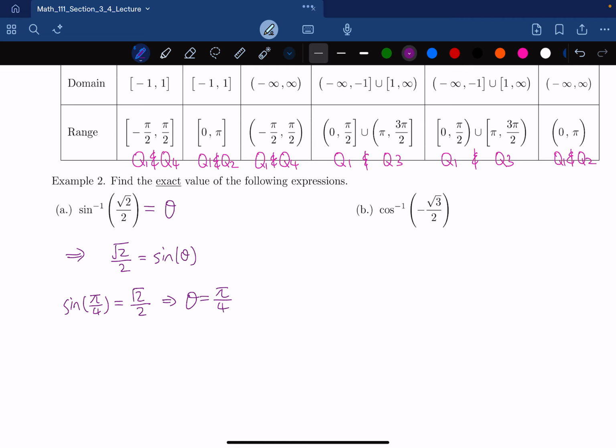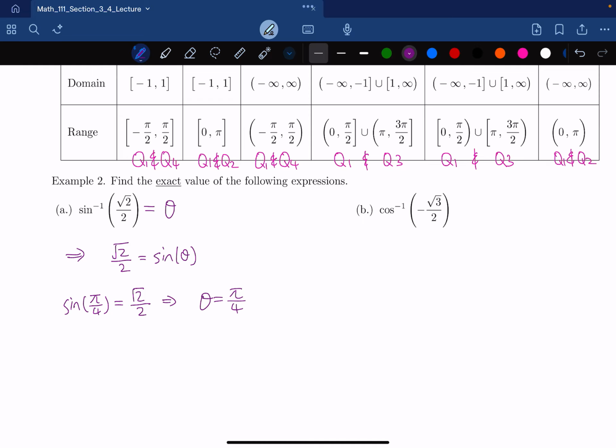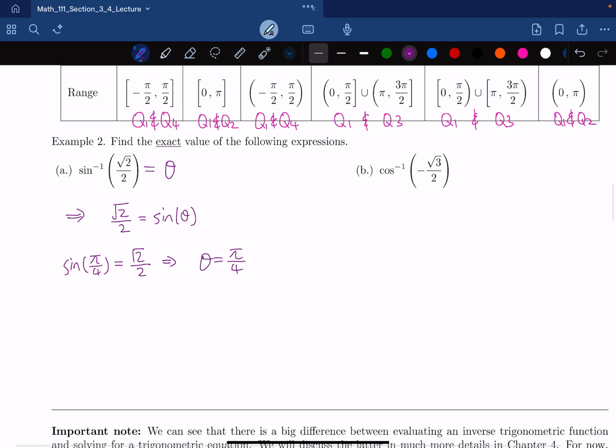Well, close. In fact, this would have been the answer, and this is the right answer, but we can't quite make that decision just yet. And the reason for that is there's another one of these angles where sine is equal to radical 2 over 2, and that answer is actually 3 pi over 4.